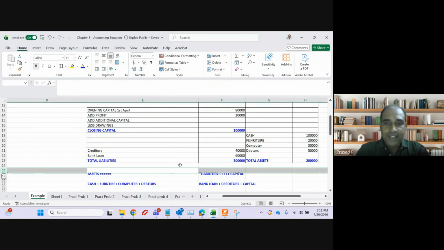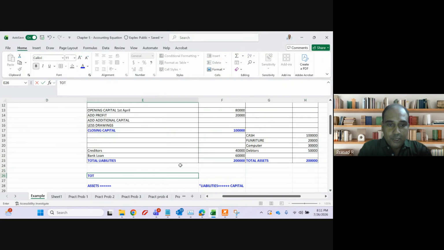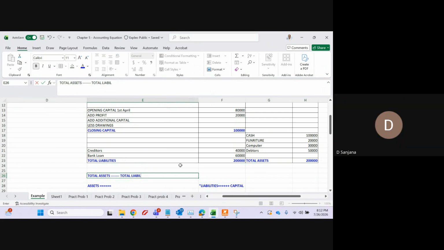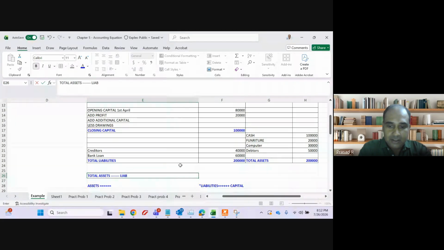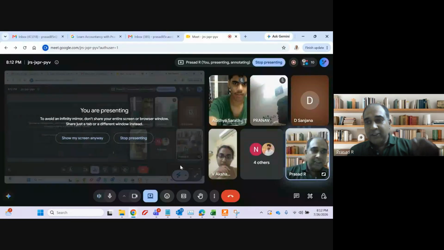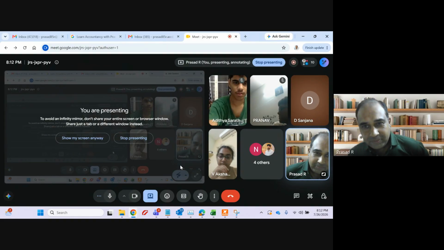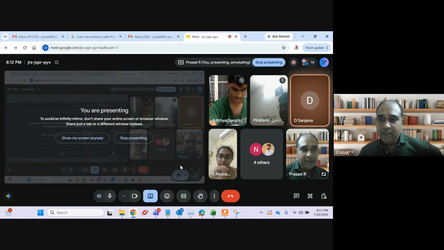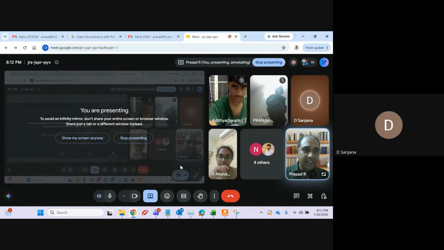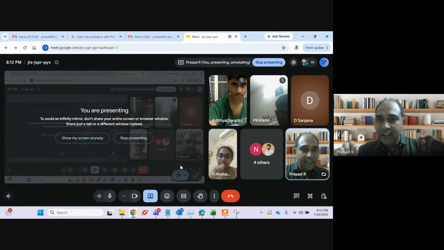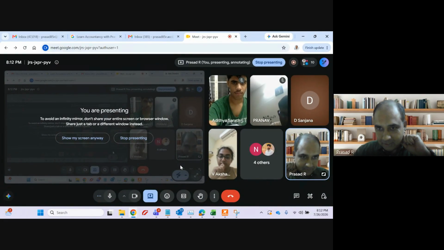Fantastic. Now you can tell me total assets minus total of liabilities will be equal to what? Capital, sir. Total assets minus liability equal to capital. Is this capital closing capital or opening capital? This capital will be closing capital. That means this closing capital always includes profit also.